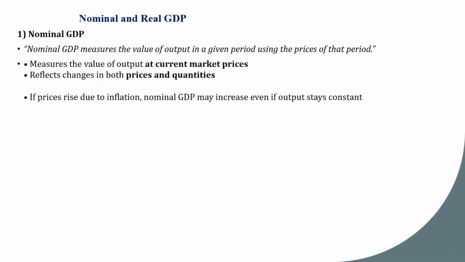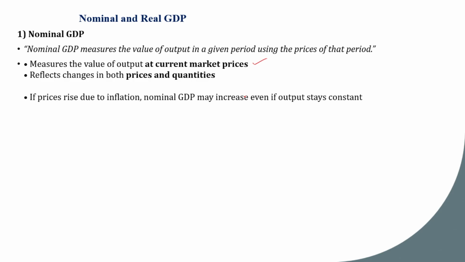So, what is meant by nominal GDP? We already discussed in the previous session that nominal GDP measures the value of output in a given period using the prices of that period. Suppose when we are calculating GDP in 2025 using the 2025 price, that is the nominal GDP in 2025. And if the GDP of 2020 is calculated using the price of 2020, that is the nominal GDP of 2020. So, here it measures the value of the output at the current market prices.